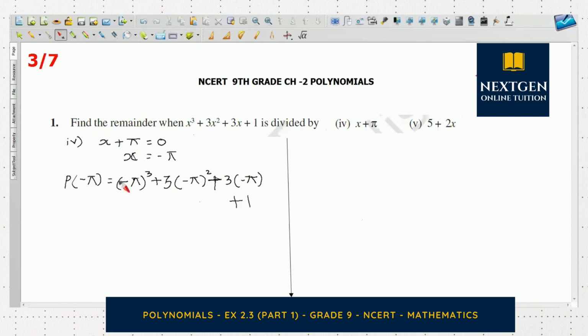Fine. So minus pi the whole cube. Since I have an odd value in the power, I get minus again. So minus pi cube plus 3 into minus pi the whole square. Even value in the power, so the minus will go off, minus into minus is plus. So simply 3 pi square. Okay, the minus sign will go off as we multiply twice. Minus 3 pi plus 1.